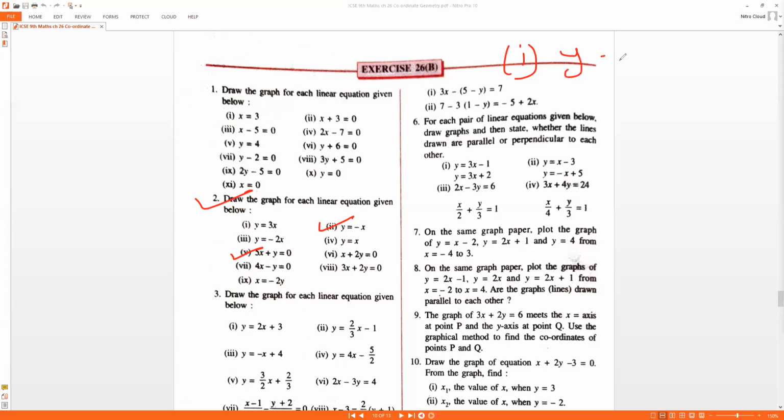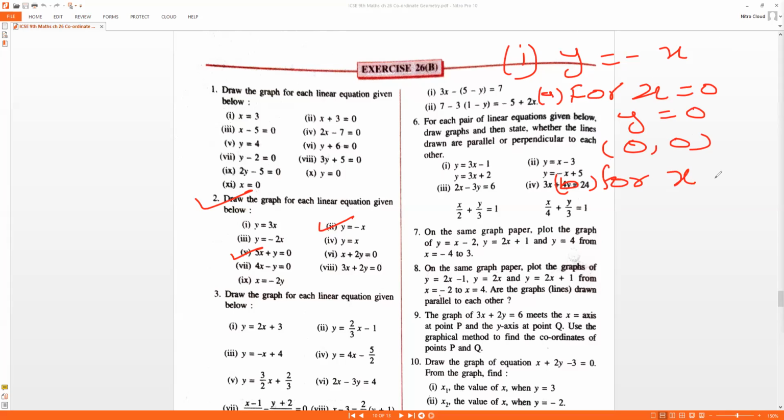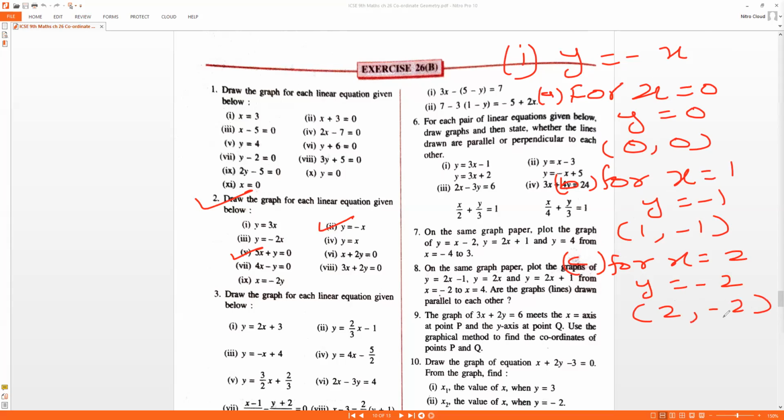If you have the equation y is equal to -x, then for x is equal to 0, y is also 0. So the point is 0, 0. I told you this type of line passes through the origin. Then for x is equal to 1, y is equal to -1. The point is 1, -1. For x is equal to 2, y is equal to -2. Very simple, in fact. So 2, -2. These are the points.